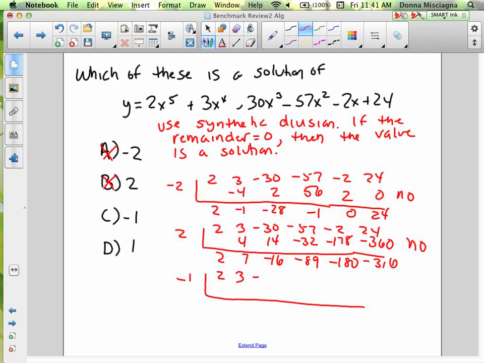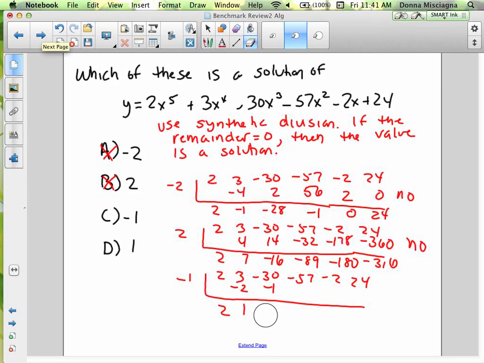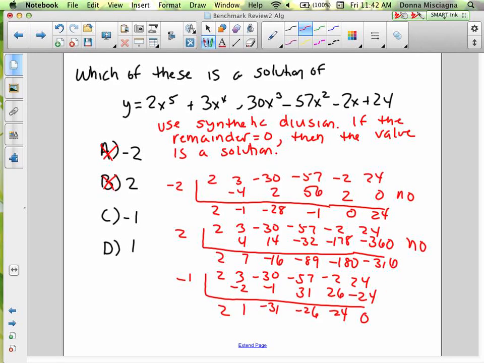Negative 1: 2, 3, negative 30, negative 57, negative 2, 24. Bring down, get 2. 2 times negative 1 is negative 2. Add, we get 1. 1 times negative 1 is negative 1. Add, we get negative 31. Negative 31 times negative 1 is 31. Add, we get negative 26. Negative 26 times negative 1 is 26. Add, we get 24. 24 times negative 1 is negative 24. Add, we get 0. So this is a yes.